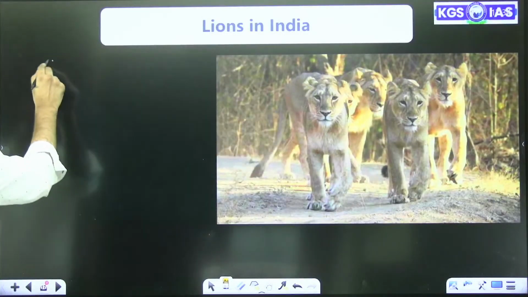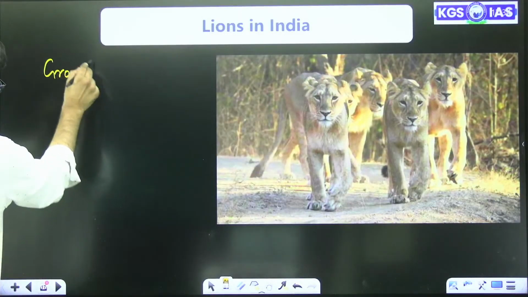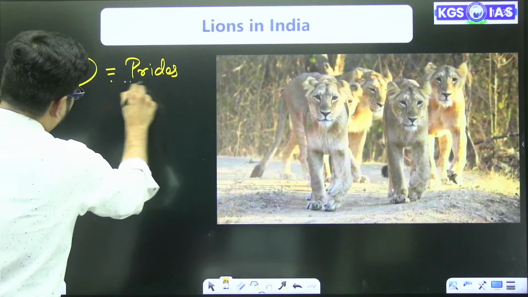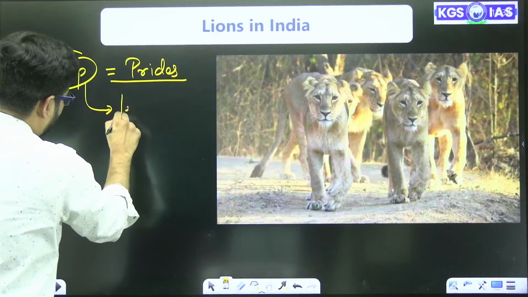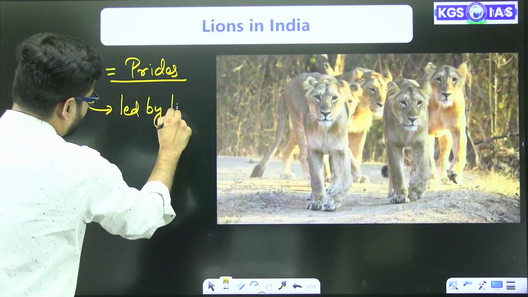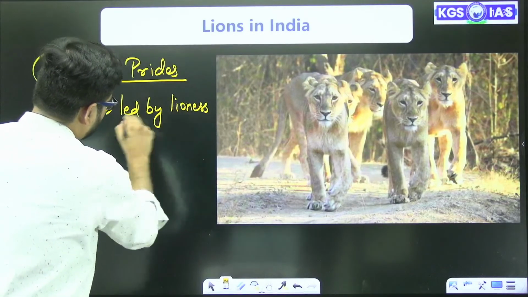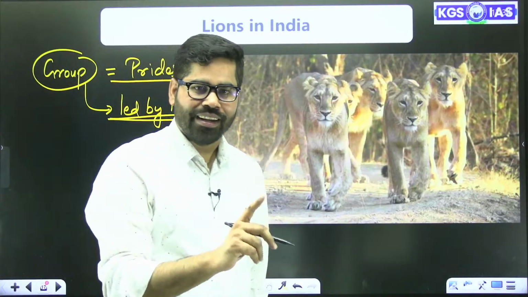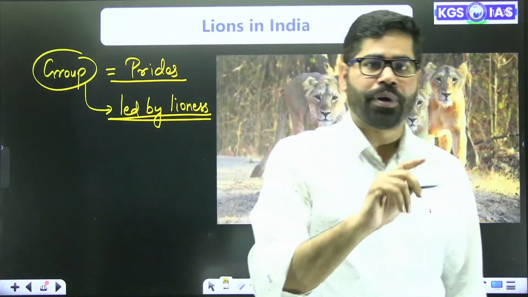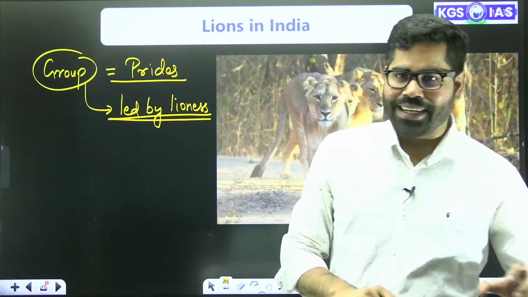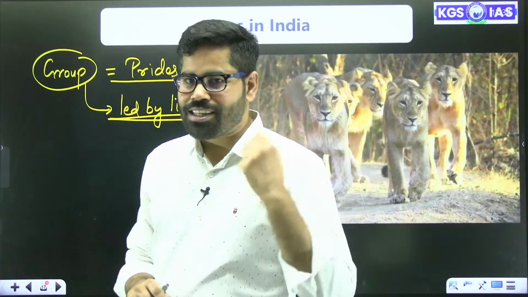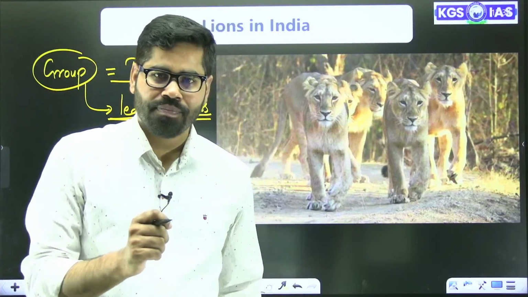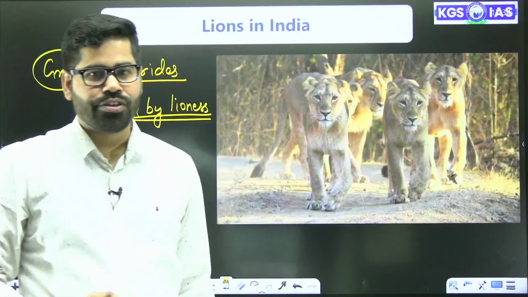This group of lions is called a pride. It is led by the lioness, the female lion. So the female lion is the head of the pride. Here you will find that the female lions are there, and at the same time we also see that these female lions are taking care of the children.